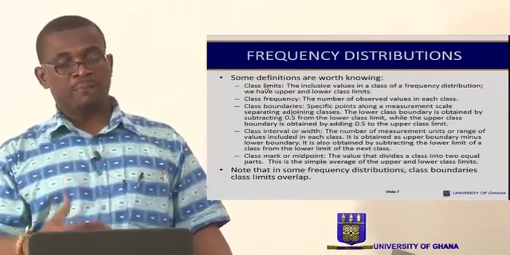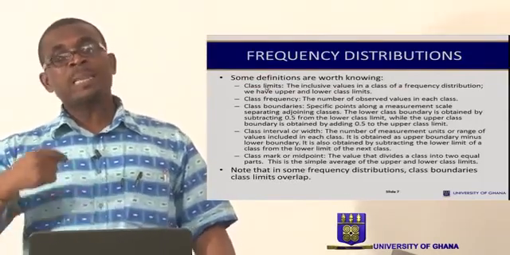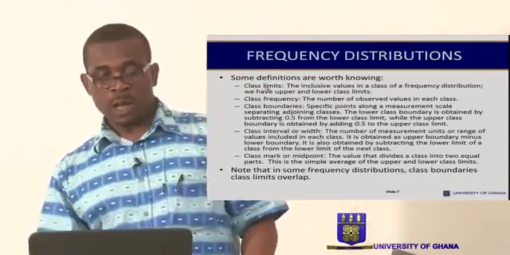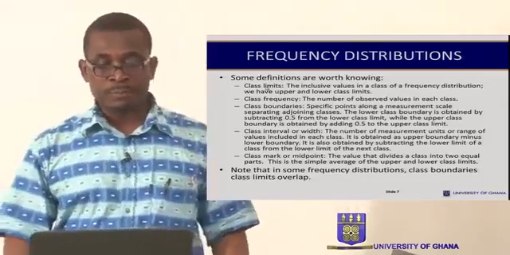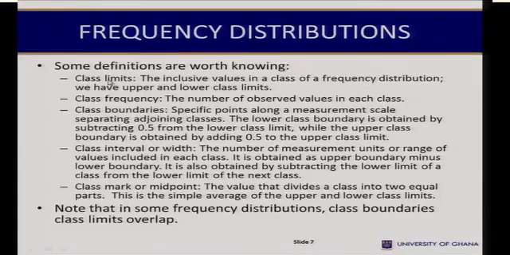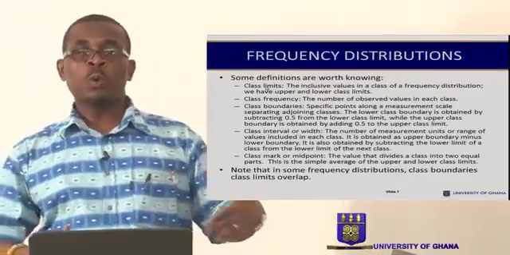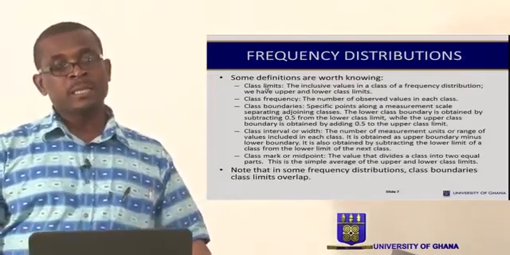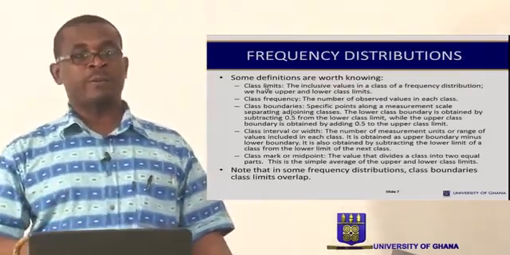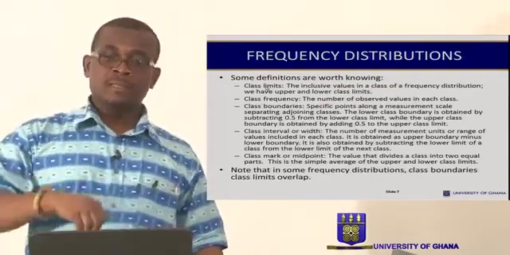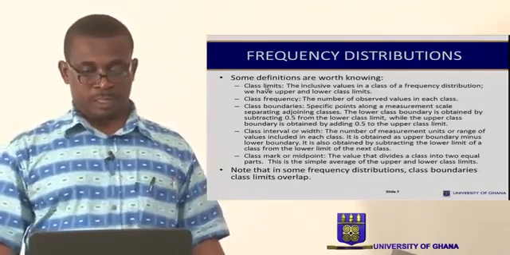And then we have the class frequency. It refers to the number of observations in each class. We also have what is called class boundaries. These are specific points separating adjoining classes. So they serve as boundaries between two adjoining classes, and they are obtained by subtracting 0.5 from the lower class limits and then adding 0.5 to the upper class limit.